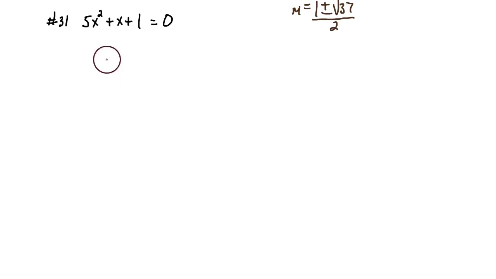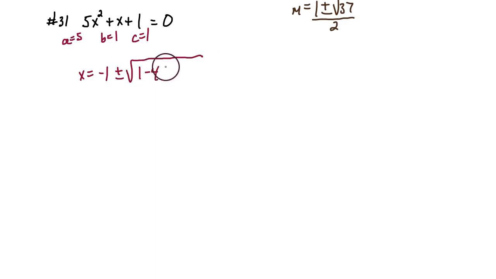Finally, number 31. We're asked to solve this using any method we want to. This is a quadratic equation in standard form. We could try factoring, completing the square, or the quadratic formula. I'm going to use the quadratic formula. A is 5, B is a 1 right here, and C is a 1. So we have x equals negative b, so negative 1, plus or minus the square root. Now in here is b squared, so that makes 1, minus 4 times the a times the c. All divided by 2 times a, so 2 times 5, that's 10.